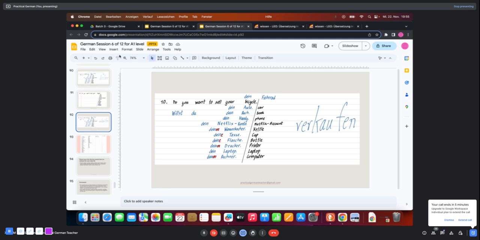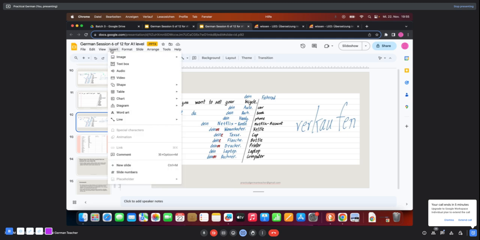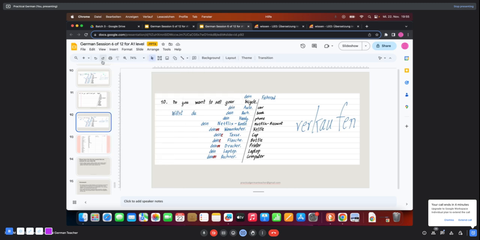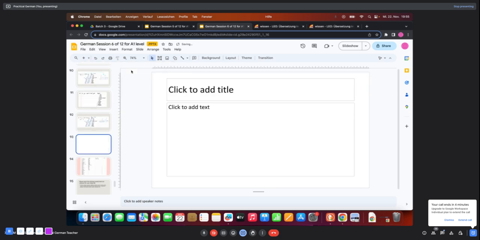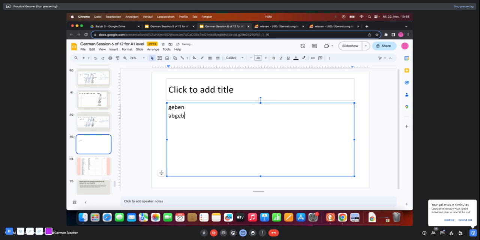Okay, now because you learned this Trennbare Verben thing today, I want to tell you why it is so important. Let me add one slide. So you have this verb geben. What does geben mean, guys? To give. Okay, what does abgeben mean?